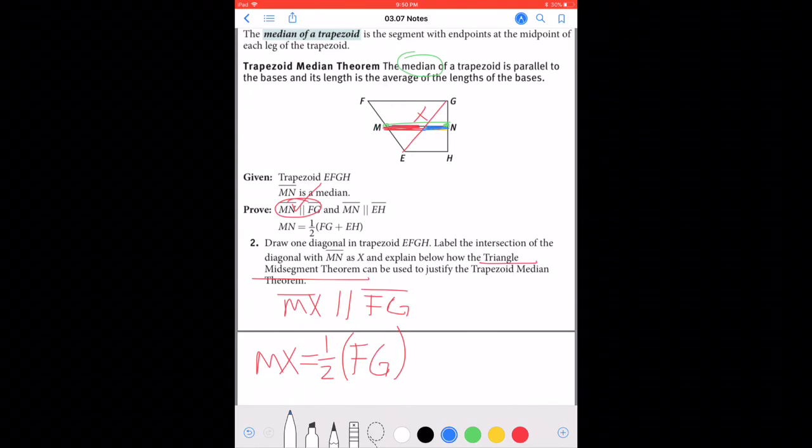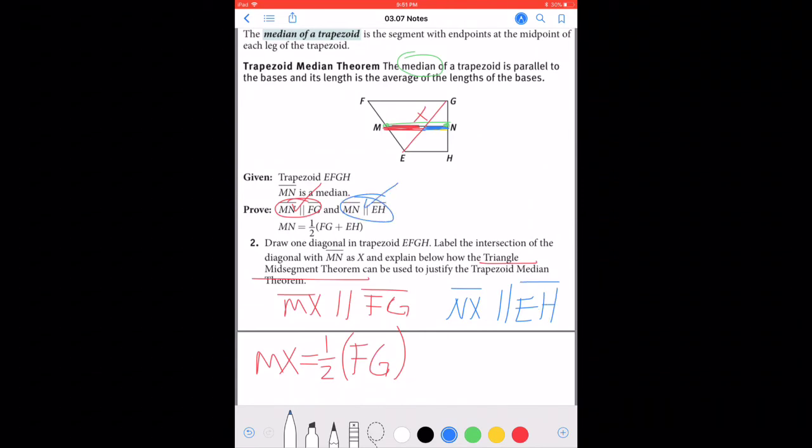So if we're using the triangle on the right now, our triangle mid-segment theorem would say NX is parallel to EH, which, just like the other one, proves this part pretty quickly. But we don't get the second part quickly. We get NX is equal to 1/2 of EH. But I'm sure you can guess by now what we're going to do is try to combine these two equations to get the one that we're trying to prove.